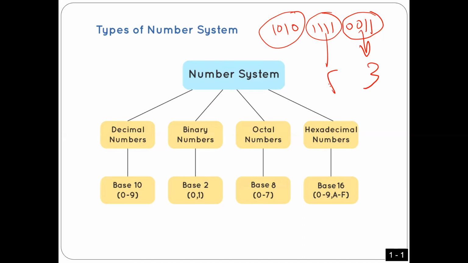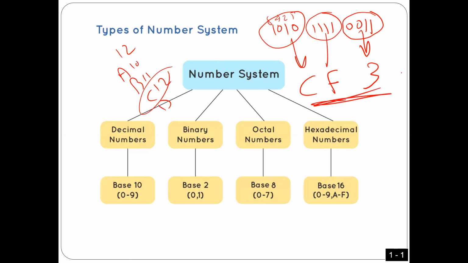This one is actually F. This one, let me check, 1 2 4 8, so this is 12. 12 is A, B, C, D, so 10, 11, 12. Is that right? So it's C. So which one is easier for us? Which one is more convenient, to tell you CF3, or to tell you 1 0 1 0 1 0? No, this one is more convenient for us.